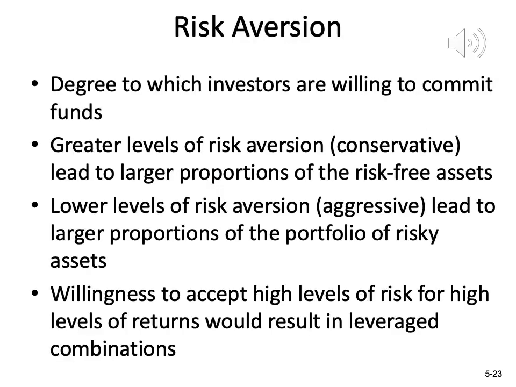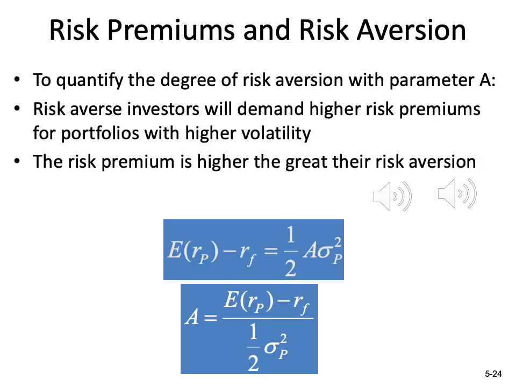We use risk aversion to measure the degree to which investors are willing to commit risk. The greater the level of risk aversion means the person is very conservative. That person hates risk and would like to hold a larger portion of the risk-free asset. Lower level of risk aversion means the person is more aggressive, is happy to hold a larger portion of the risky assets. To quantify the degree of risk, we use a parameter capital letter A.